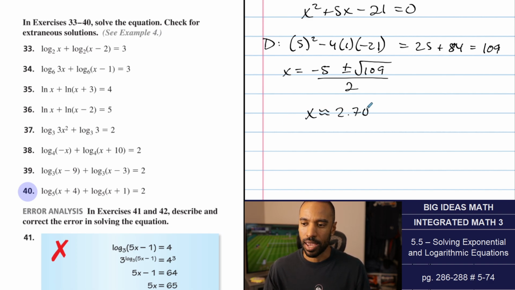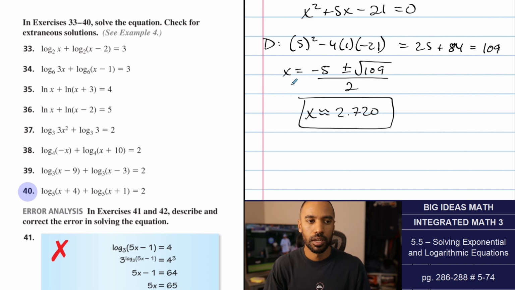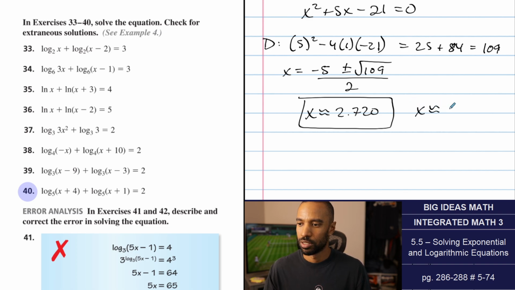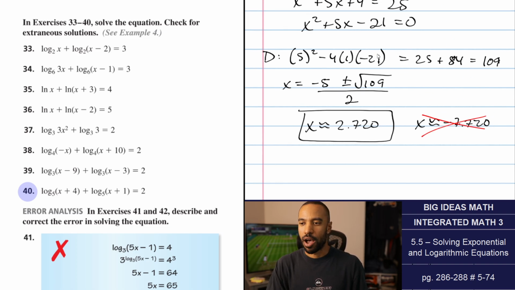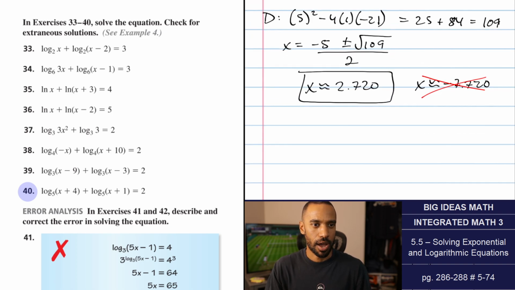I think I need to write the other one anyway, right? When it comes to a test, it's like solve them and then show the extraneity. So let's still figure out the other one and then cross it out. So the other one would have been negative 7.720. And that doesn't work. It's too small as far as getting positives from the original log stuff. All right, there's that block of problems. Let's move forward.